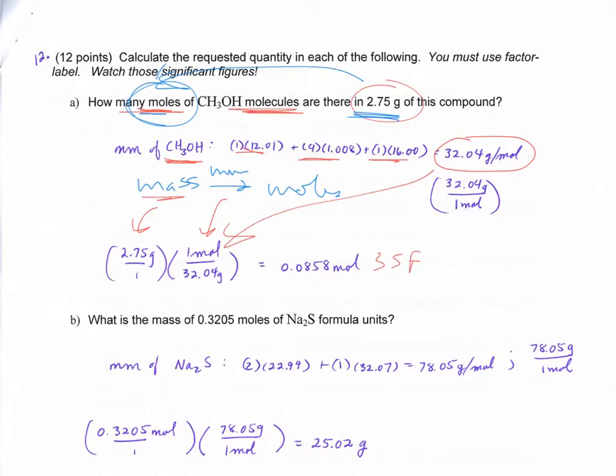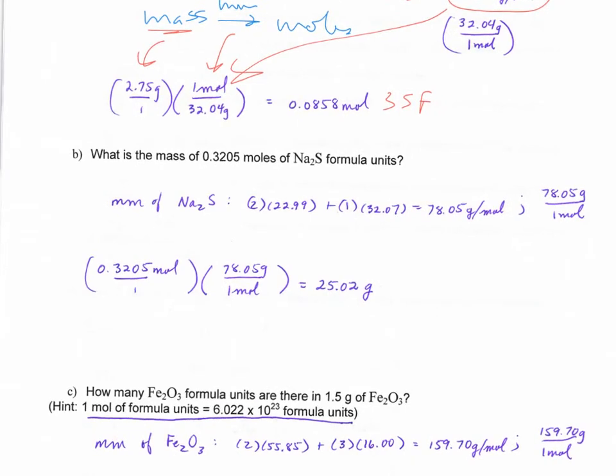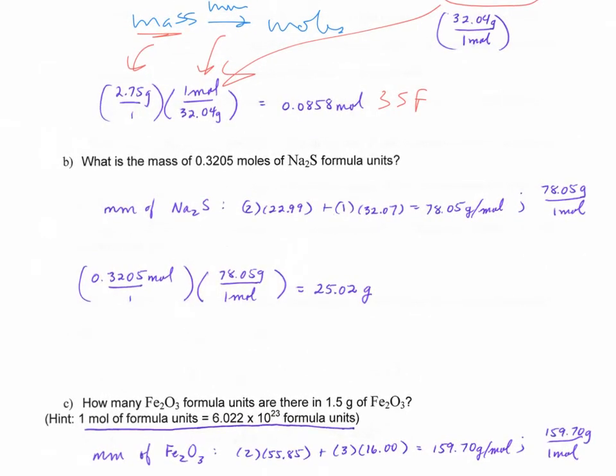Let's see what I had on the next one. For this one, it says, what is the mass of this many moles? And we can do that using the molar mass of the compound. So the molar mass of the compound is up here, 2 times the decimal number for sodium plus 1 times the decimal number for sulfur. There's the molar mass.